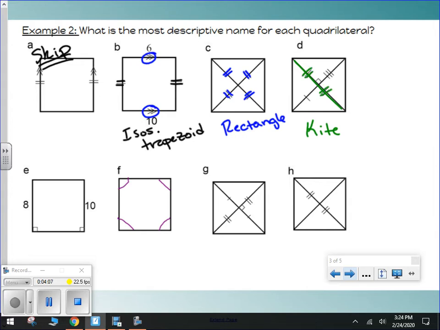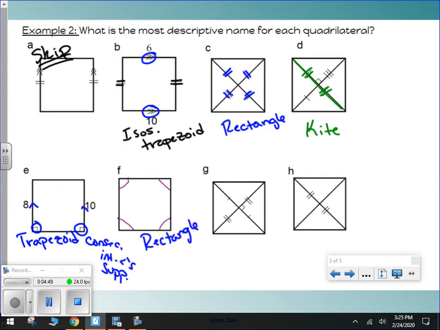In letter E, I have consecutive interior angles here, which forces these sides to be parallel because these are supplementary when I add them together. 90 plus 90 is 180. So this is a trapezoid. In letter F, I have 4 congruent angles. That's the only stipulation I need to classify a rectangle. So letter F is a rectangle.